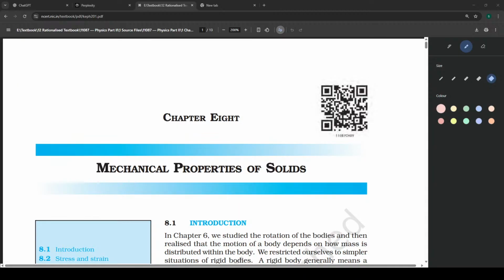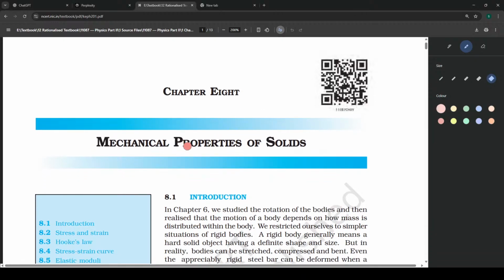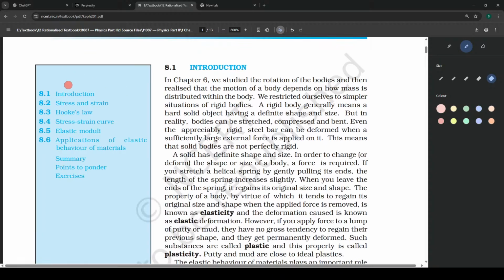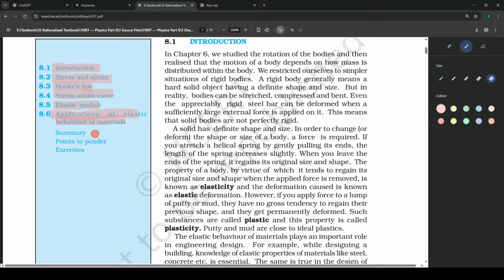Okay, then let's start chapter 8 of class 11 physics, that is mechanical properties of solids. Let's begin. The main topics here are stress and strain, Hooke's law, stress strain curve, elastic modulus, applications of elastic behavior of materials. These are the main topics here.